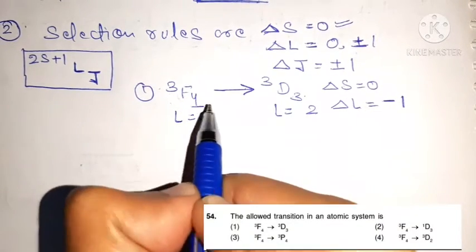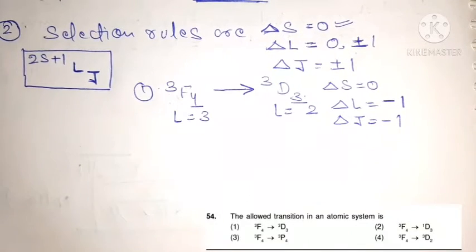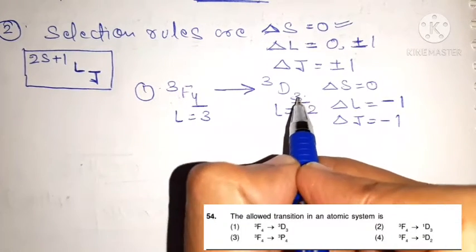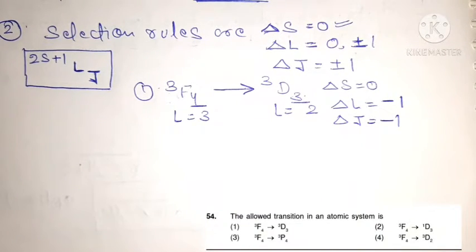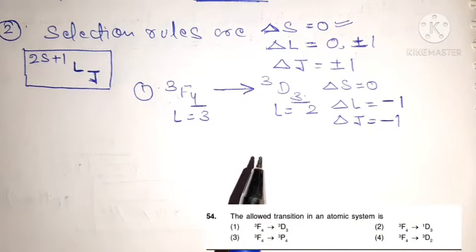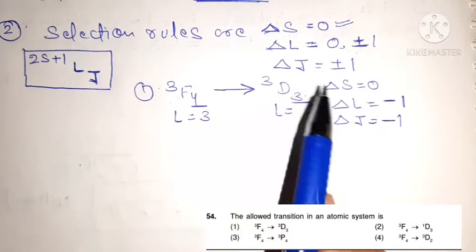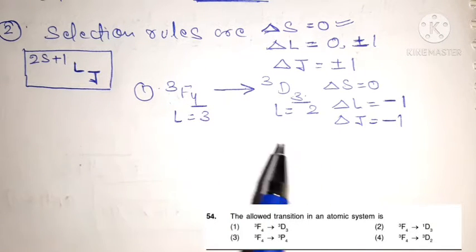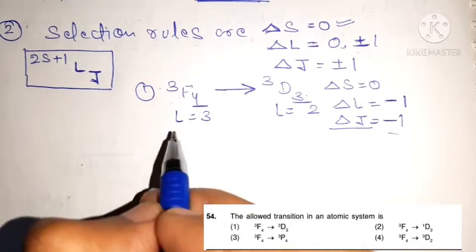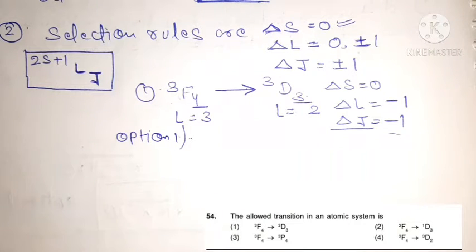And here the value of J is 4 and the value of J is 3. So delta J is 3 minus 4, that is minus 1. So option number first is the correct answer because it follows all these selection rules. The rest of the options don't follow the selection rules. That's why the right answer is option number first. I hope you understand it.